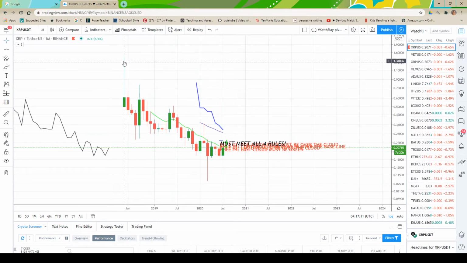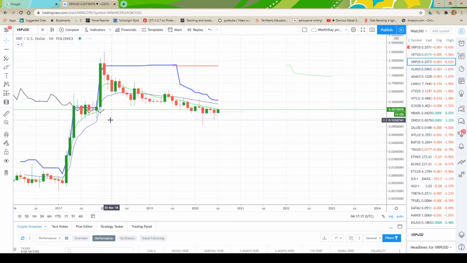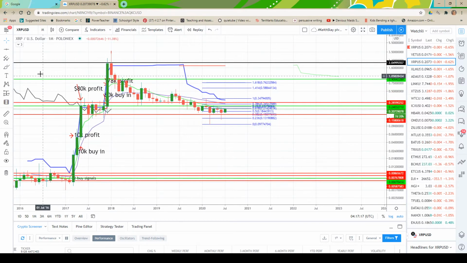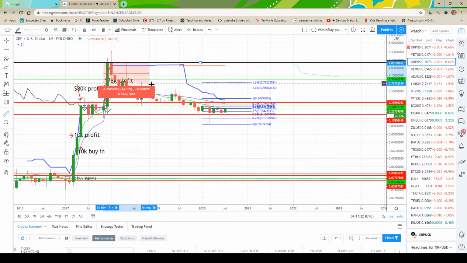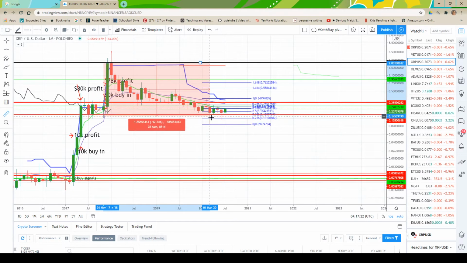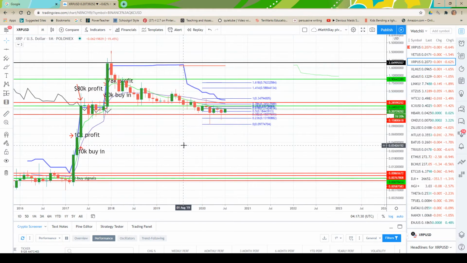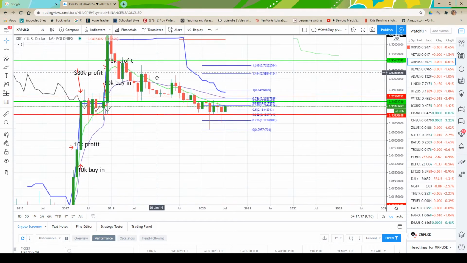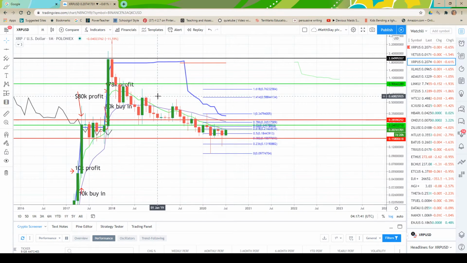Now, you could have shorted it way farther back. Yeah, like way up here. Right now, you'd be at 89% still. 89% profit, because this has been steadily dropping and dropping. And you put $1,000 on that, I mean, that's a lot of money. That's a lot of money.